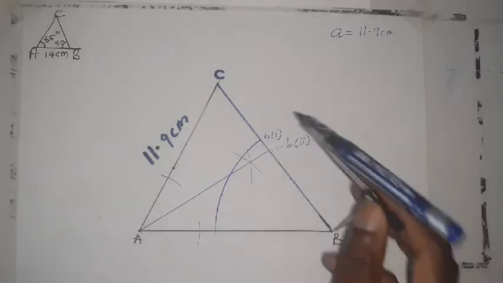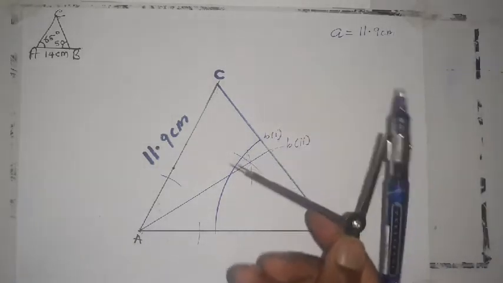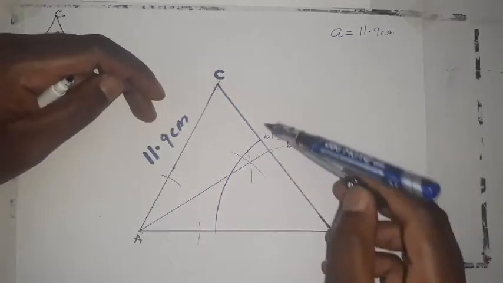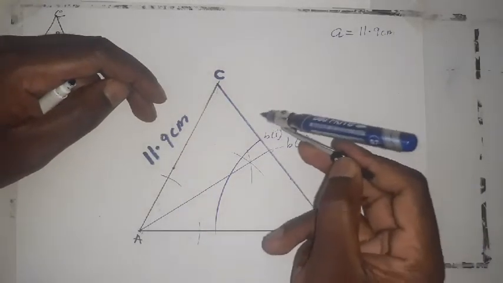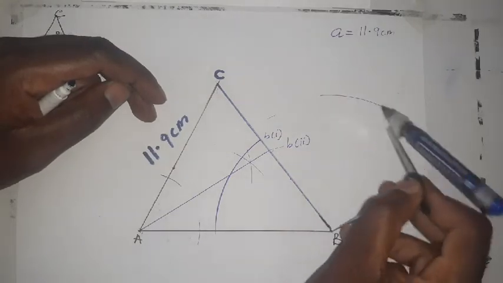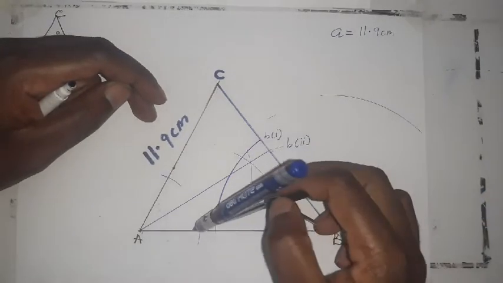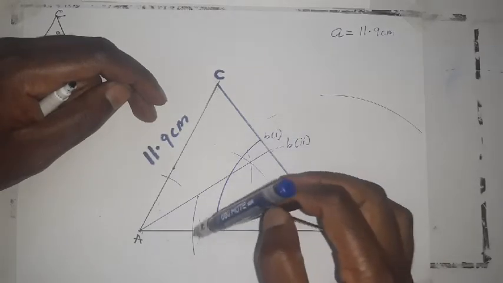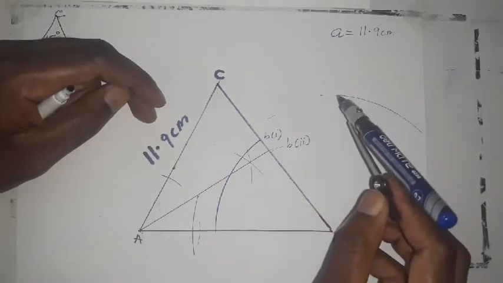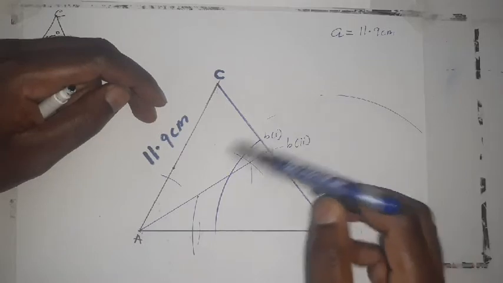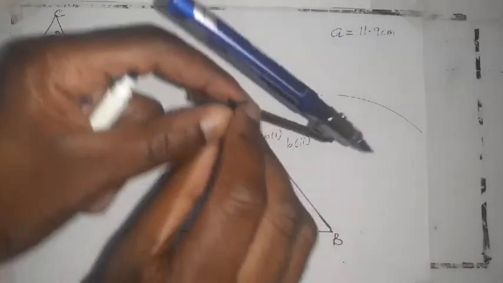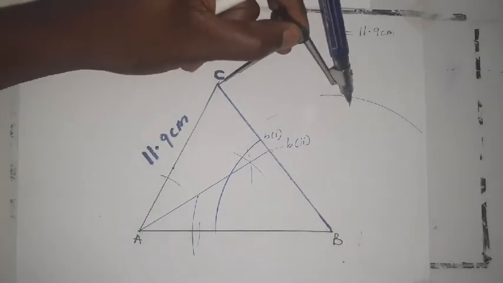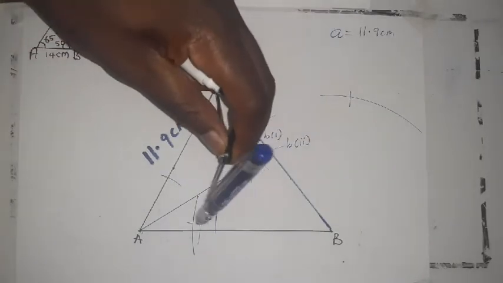We need to open our compass more than half of this line. Then we draw the arc on both sides. We'll start with here. I'll put an arc here, and I'll also put one here. Okay? Then without adjusting this, I will come to C. Another arc, and the one here.